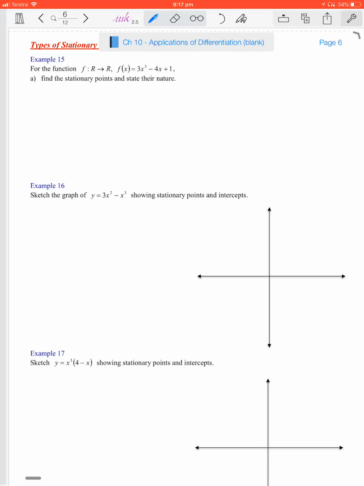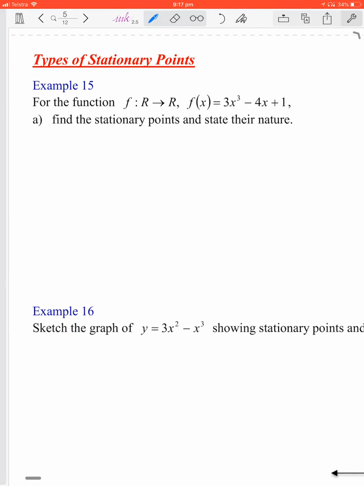Okay guys, now we look at using derivatives to find turning points and finding the nature of the turning points. I'm going to teach you two ways here. First, find the stationary points of this graph and state their nature. So we find f dash of x, which is going to be 9x squared minus 4. We know f dash of x equals 0 for a stationary point.